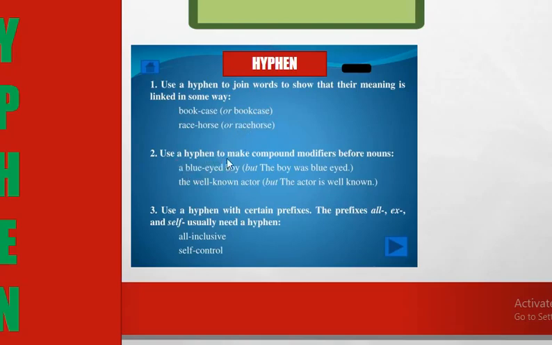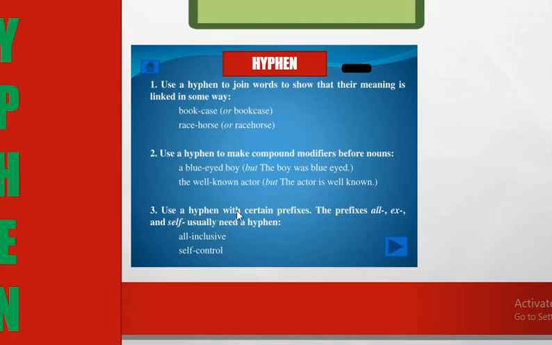We also use a hyphen to make compound modifiers before nouns. A blue-eyed boy, but the boy was blue-eyed. The well-known actor, but the actor is well-known.